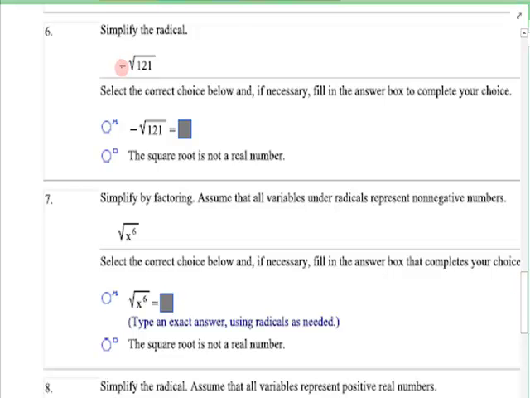What is the opposite of the square root of 121? Well, we've visited 121 before. So the square root of 121 is 11. The negative on the outside stays with the answer.